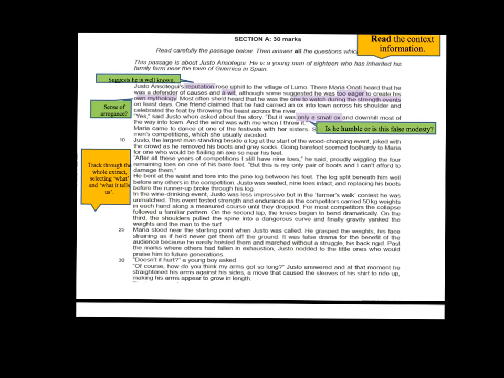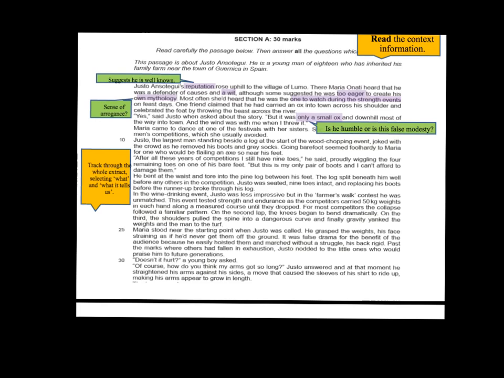So now that you know what you should be focusing on in lines 1 to 34, having read the question, we then turn to the comprehension. So this is a fiction comprehension. When you look at it, you will note that you have information italicised at the top of this comprehension. It says, read carefully the passage below, then answer all the questions. The next part says, this passage is about Justo Anstrutegi. He is a young man of 18 who has inherited his family farm near the town of Guernica in Spain.